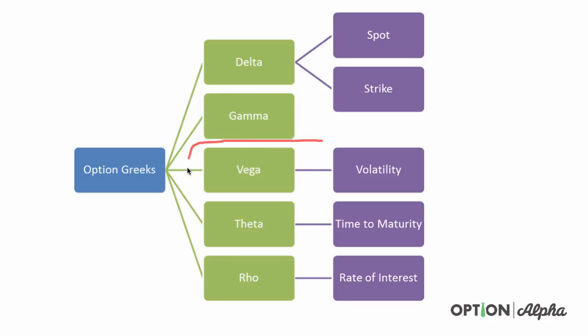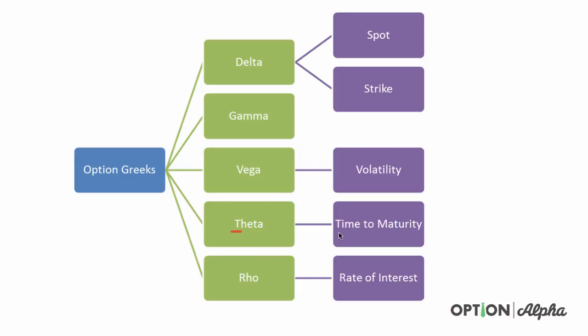Vega is very easy to remember. Vega and theta are very easy to remember because I always think V, vega, V for volatility. So vega is going to tell you what the impact is on that option for a 1% change in volatility. And again, that's all things being equal. What happens to the value of that option should volatility go up or down by 1%?